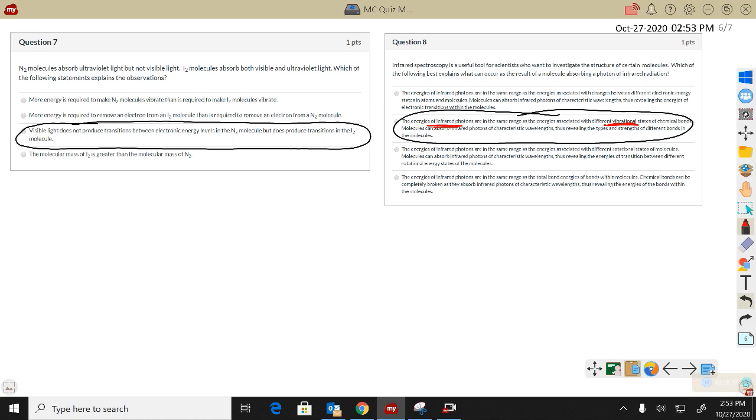Now eventually that's going to help us to understand what types of bonds might be present. Molecules can absorb infrared photons of characteristic wavelengths, thus revealing the types and strengths of different bonds in the molecule. So strengths, single bonds, double bonds, triple bonds, all that good stuff. But we can get some of that information by looking at how much energy is required to make these bonds vibrate. And it does seem to fall in this infrared part of the electromagnetic spectrum.